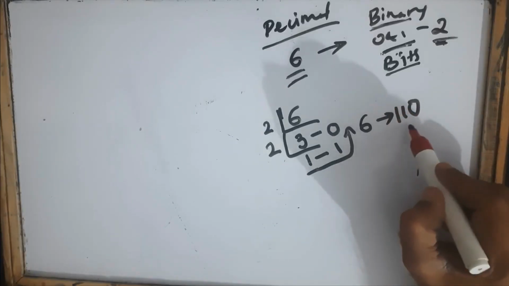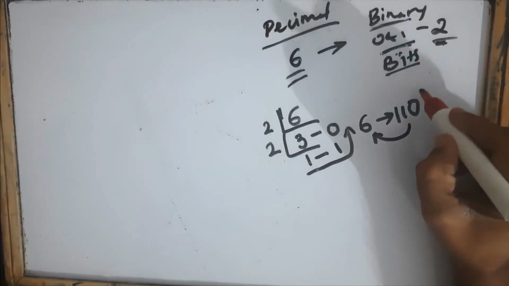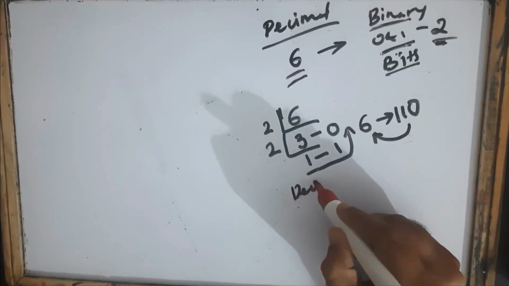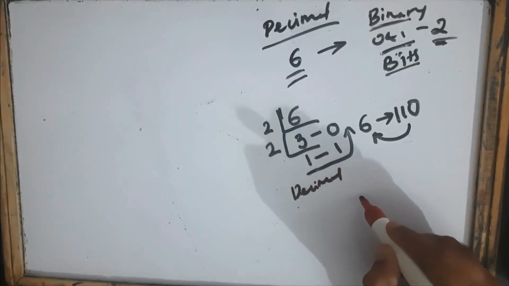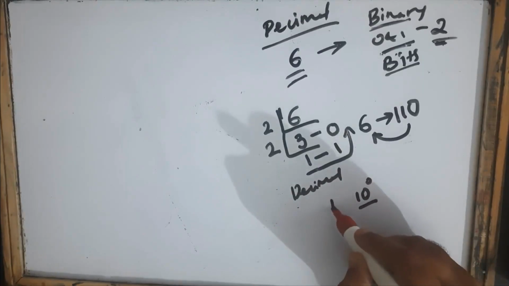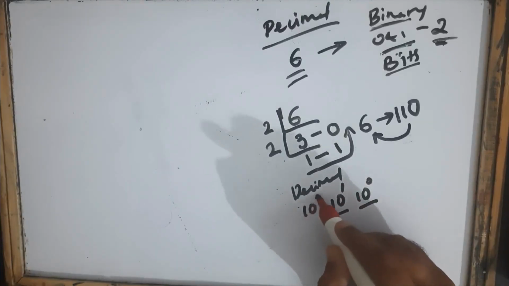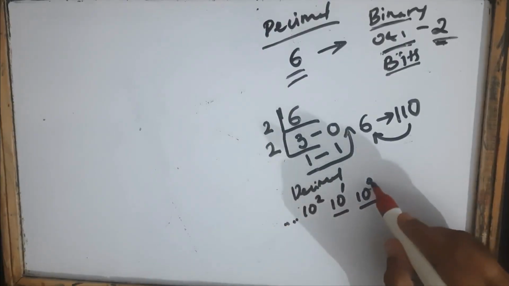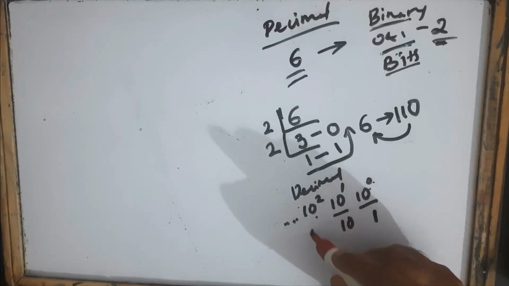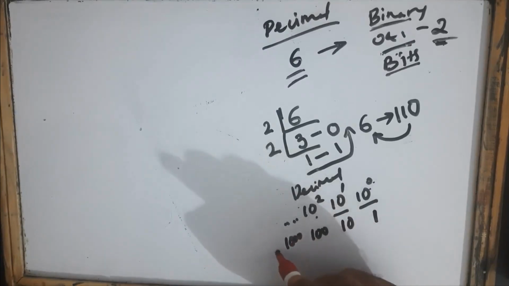Now how to convert 110 back into 6? In the decimal system, you know that 10 to the power of 0 is the first digit, 10 to the power of 1 the second, 10 to the power of 2, and like this it will go on. So 10 to the power of 0 means 1, this is 10, this is 100, and this is 1000. Like this it will go on.